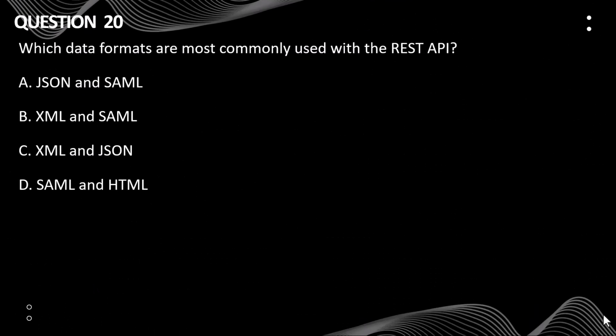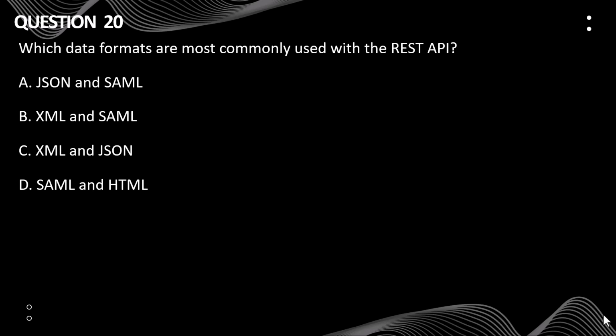Question 20. Which data formats are most commonly used with the REST API? Option A, JSON and SAML. Option B, XML and SAML. Option C, XML and JSON. Option D, XML and HTML.